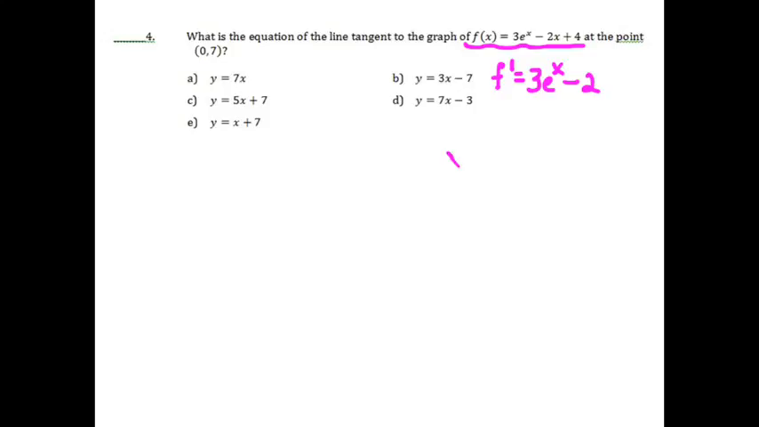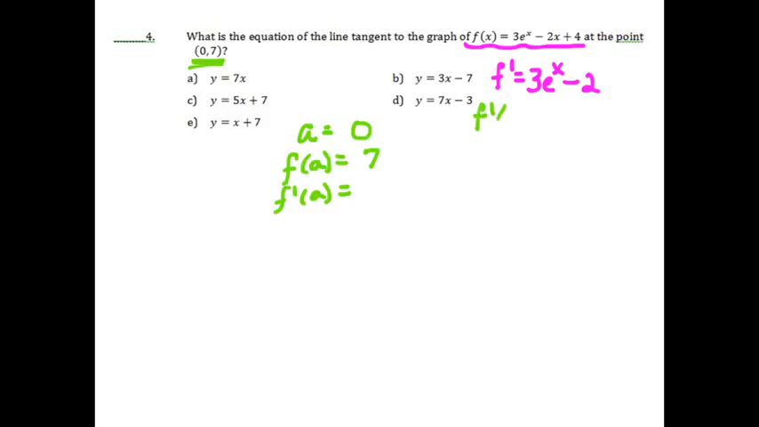Now remember, to find the equation of a tangent line, we need to know 3 things. We need to know what a is equal to, we need f of a, and we need f prime of a. We want our tangent line at the point (0, 7). That tells me that my a value is 0, and since they gave us both coordinates of the point, I know f of a is 7. So all I need to do is figure out f prime of a, which would be f prime of 0.